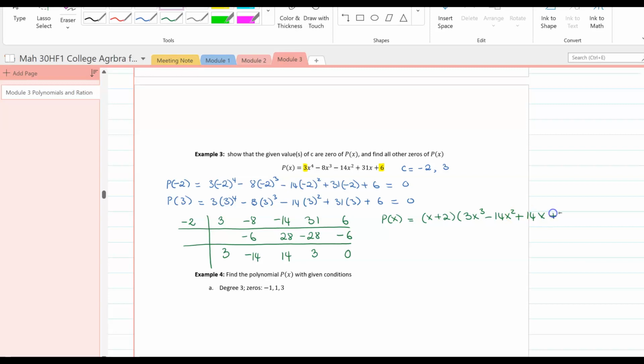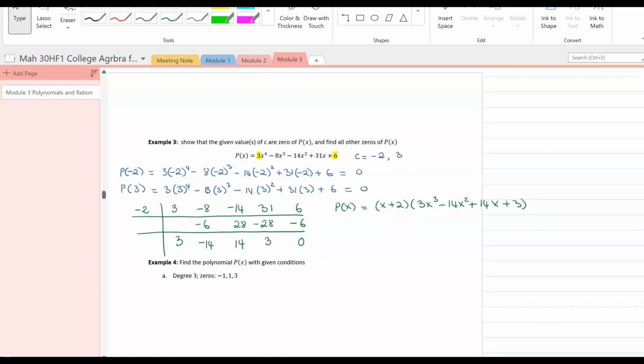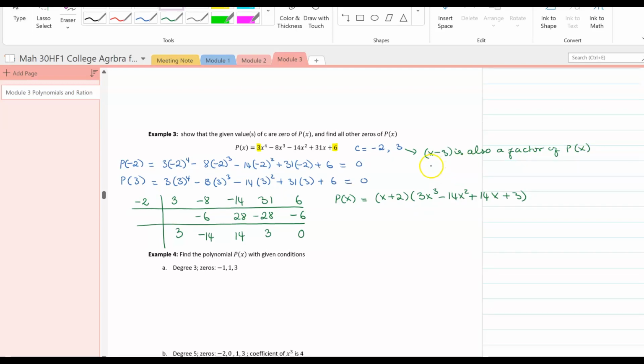14x plus 3. Okay, so since we have two zeros that are given, that is negative 2 and 3, this is telling us x minus 3 is also a factor of p of x, right? This means it is also a factor of 3x to the third minus 14x squared plus 14x plus 3.